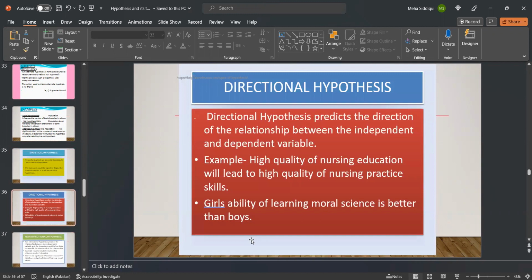Directional hypothesis, it predicts the direction of the relationship between the independent and dependent variable. For example, high quality of nursing education will lead to high quality of nursing practice skills. Girls' ability of learning moral science is better than boys. So it is indicating some direction.